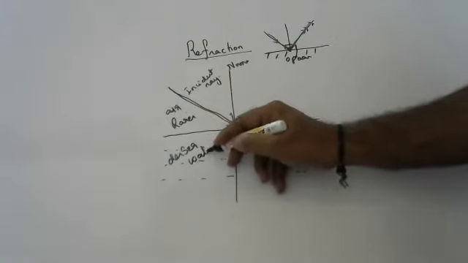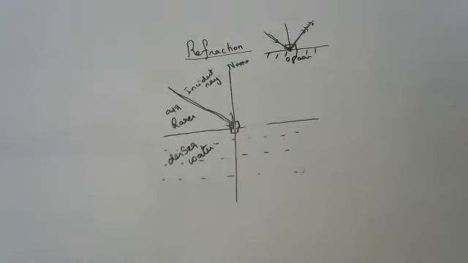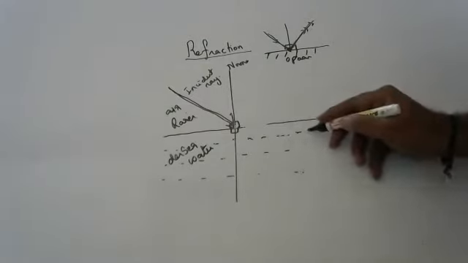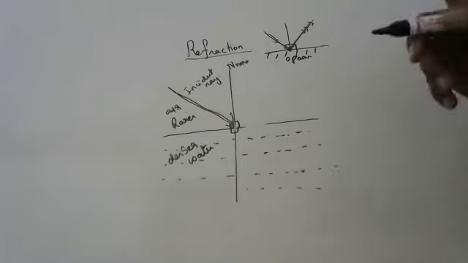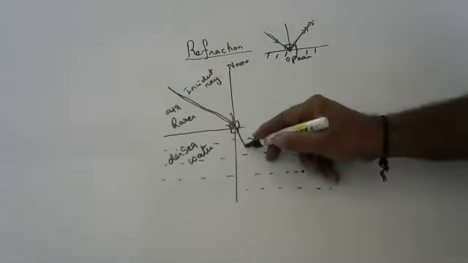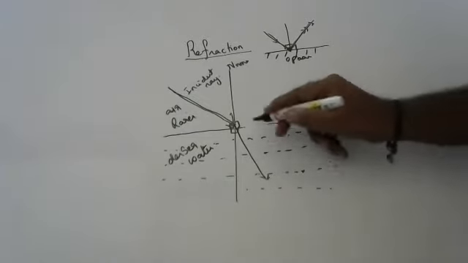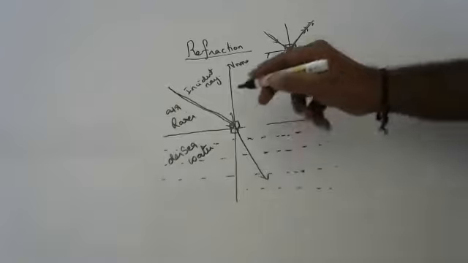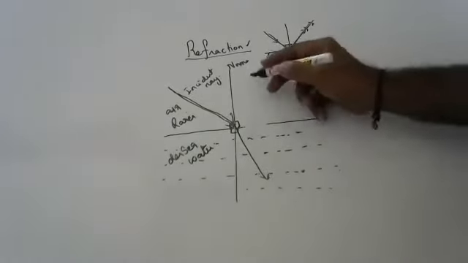Air to water. Can anyone tell me, will the speed of light increase or decrease? Decrease, because water is more dense. Compulsorily, the speed of light decreases. Because of the decrease, the light ray bends towards the normal. It will not go straight, children. It will bend. This bending of light is called refraction.